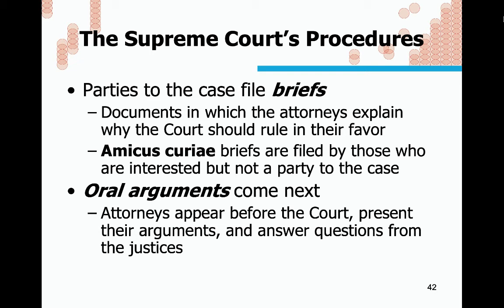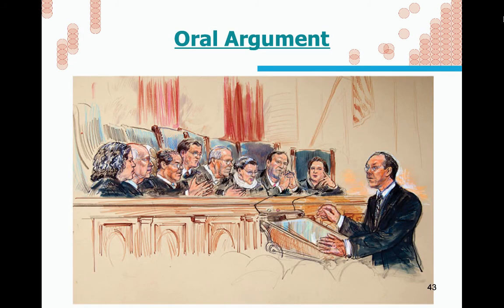So a party that does not have standing in a case might file an amicus curiae brief to argue how and why the justices should vote in one way or another. Oral arguments then come next. This is where attorneys appear before the court, present their arguments, and answer questions from the justices.